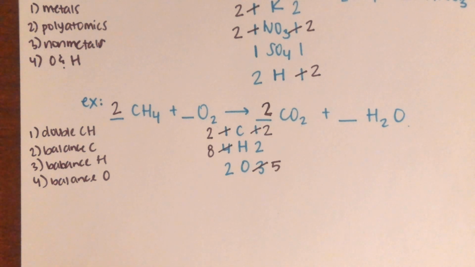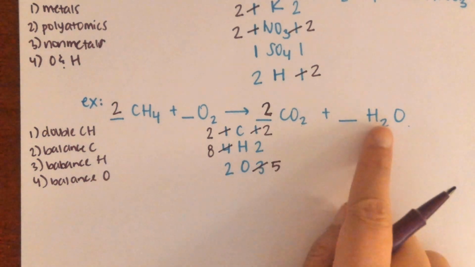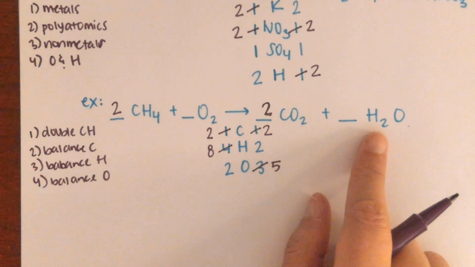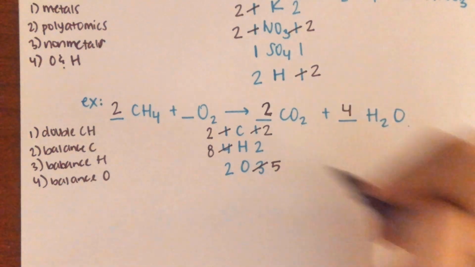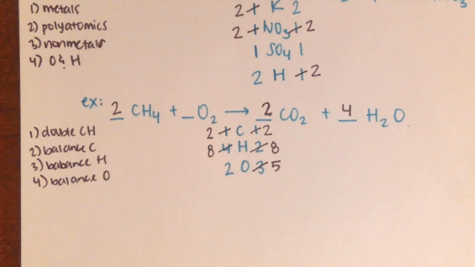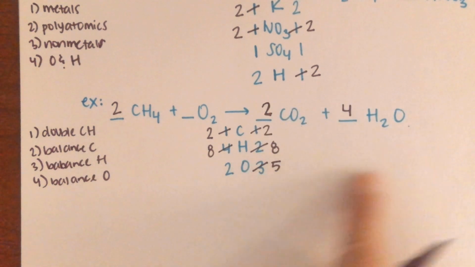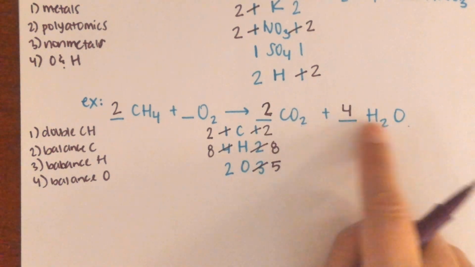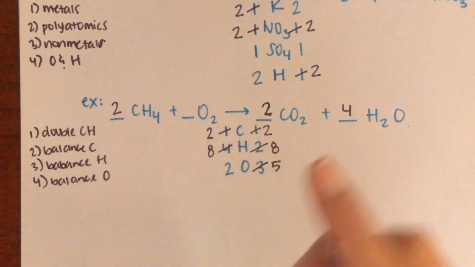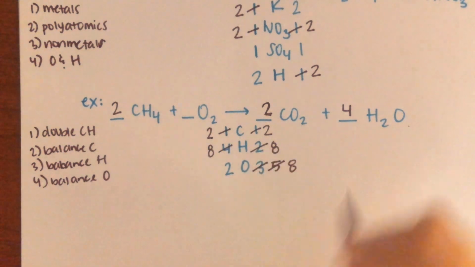So now we did that second step. Next step is balance the H. I have 8 going in. I need to put something here to make it 8 as well. So that would be 4. And then again, don't forget to recount the entire side of oxygen. So I have 4 oxygens plus 4 oxygens. That is 8.